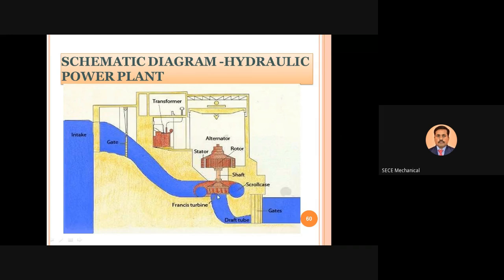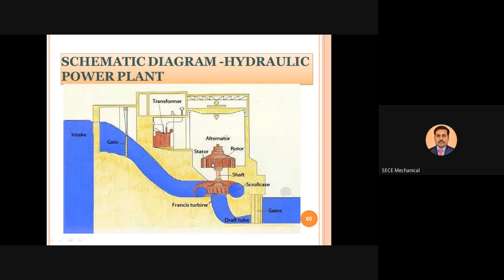With the help of this Francis turbine, when the water flows from high to low position, the highest pressure energy of water touches the turbine blade. Due to the thrust force, the turbine shaft is rotated because your blade is attached to your shaft. Your turbine shaft and your generator shaft are the same. So when your turbine shaft rotates, your generator also rotates.